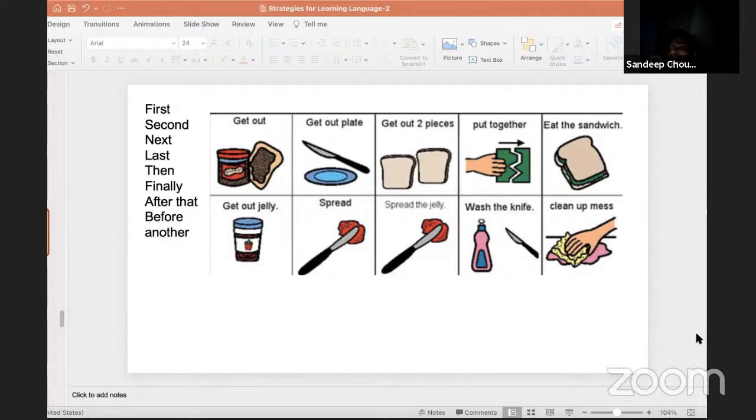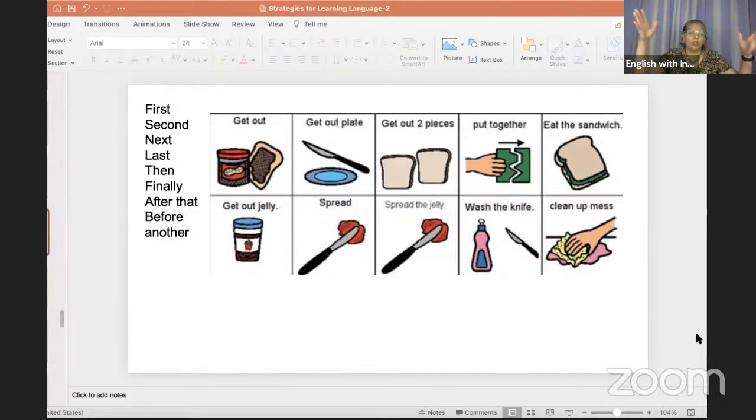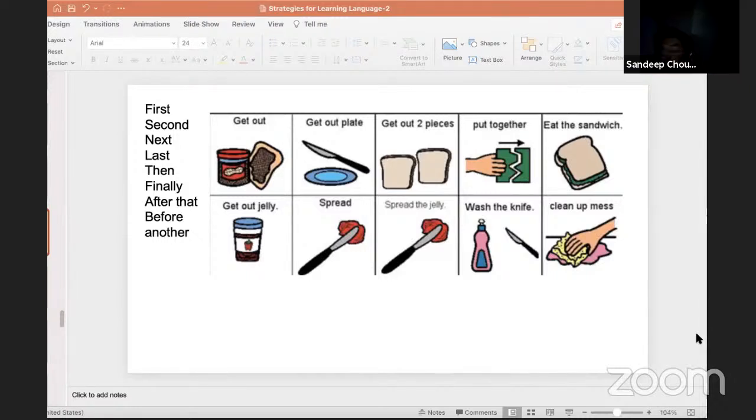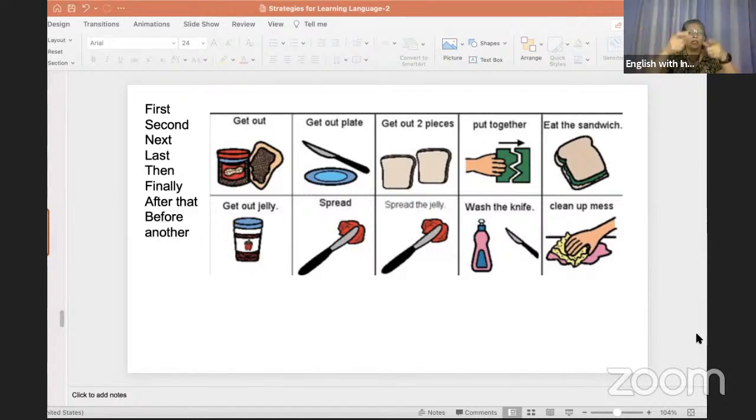Jelly on the bread slices, not the bread loaf, because the whole is a loaf, right? The full bread is called a loaf of bread. But when you are making a jelly sandwich, you are using bread slices, right?